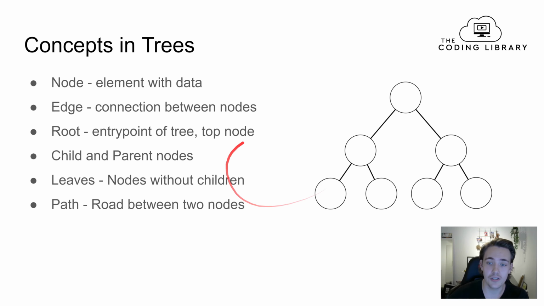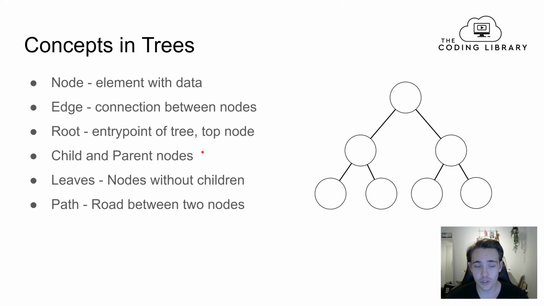First of all, we have a node here. All these circles are nodes in the tree, and the node contains an element of data. Then we have an edge, which is this black line that connects two nodes. It's a connection between two nodes, which we call an edge. Then we have the root, which is often the entry point of the tree, and it is the top node. So this will be the root node of this tree, and these are subtrees of this root node.